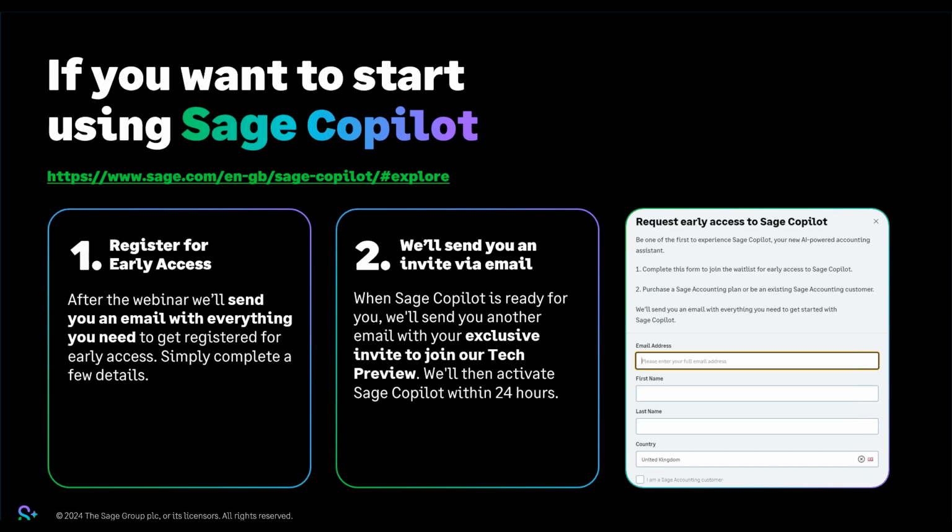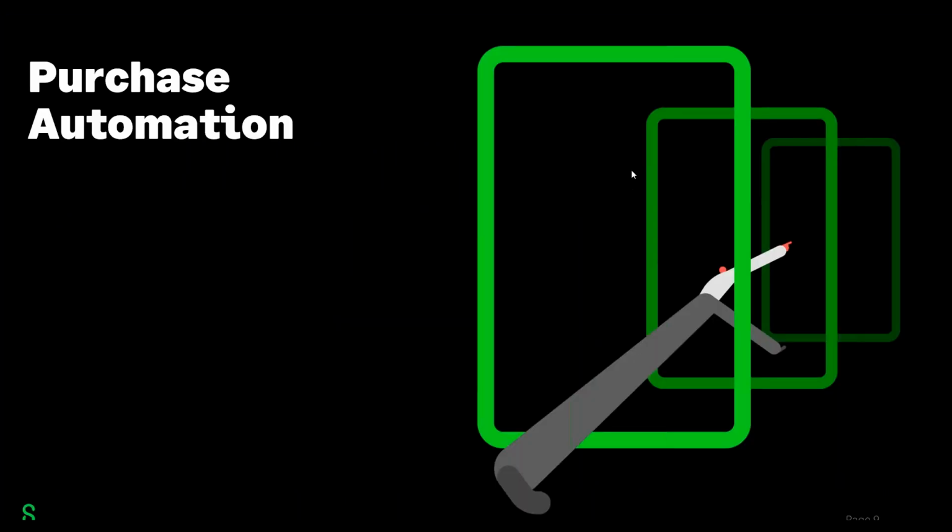Okay, so that takes us to the end of the Copilot element of today, but that's not all we've got to show you, because we've also got some other great features we want to highlight. So we're going to move on next to purchase automation. Now, the technology is already there. However, we are not releasing this immediately. This will come early in 2025 for you.